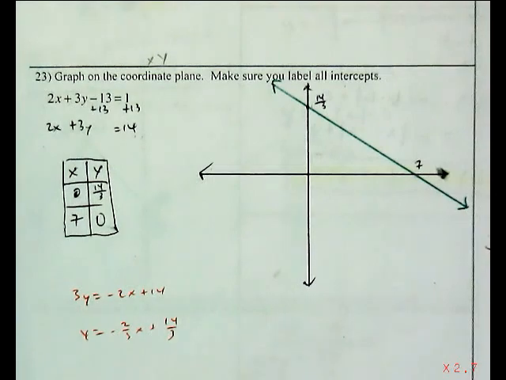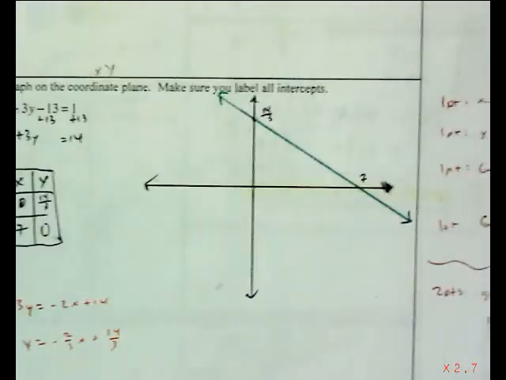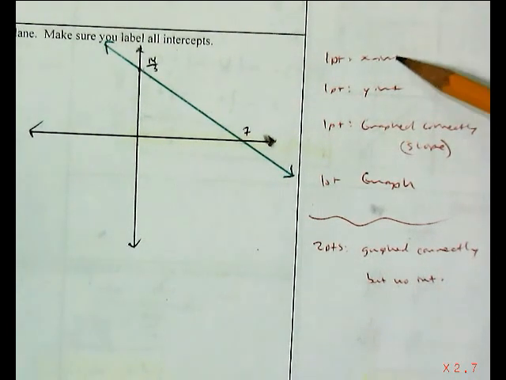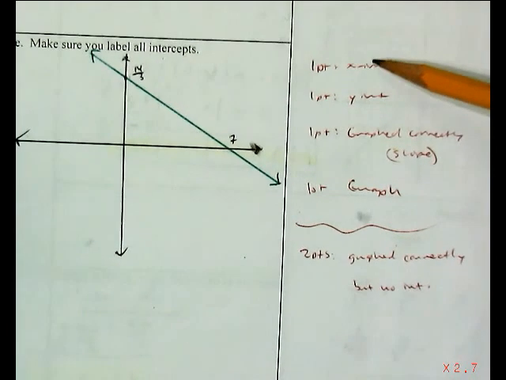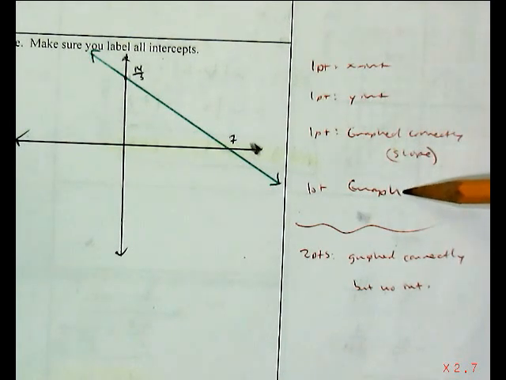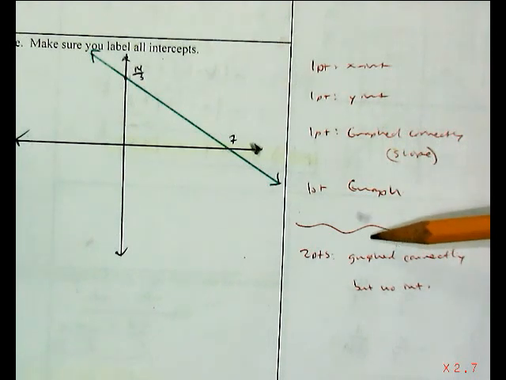That's the slope-intercept form. My partial credit: 1 point for knowing the x-intercept and labeling and graphing it. 1 point for the y-intercept. 1 point for graphing correctly with slope. Another point for knowing that it's linear. And let's just say you graph correctly but no intercepts, I give you 2 points total.